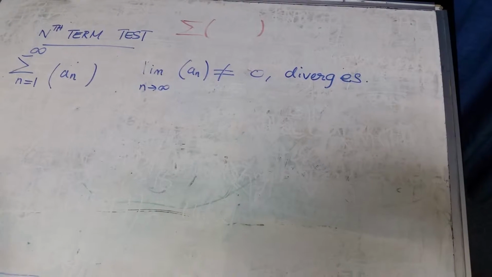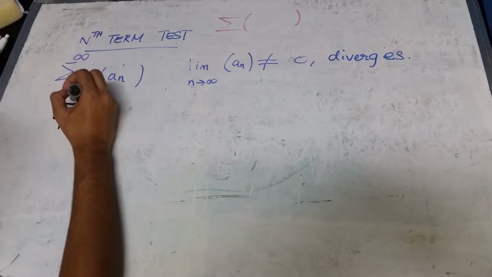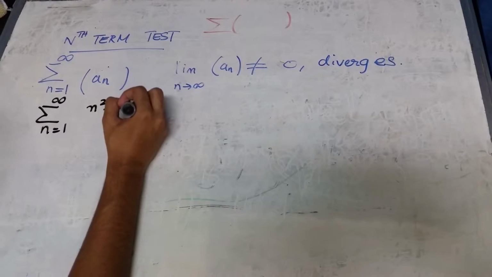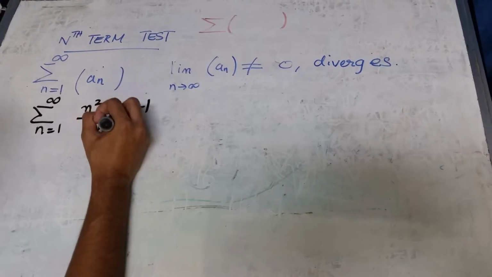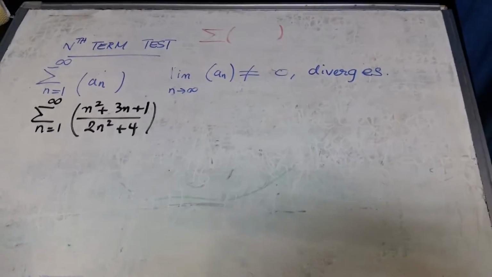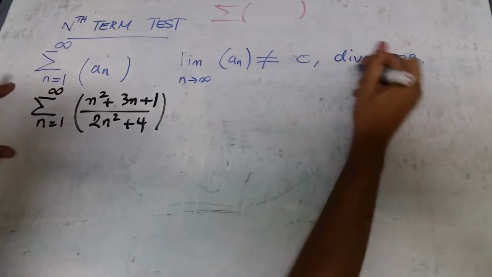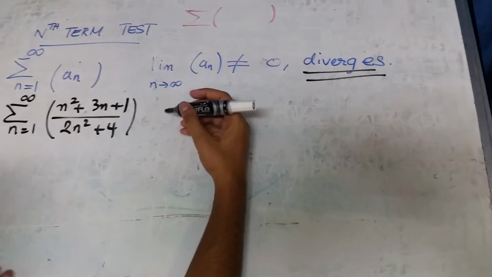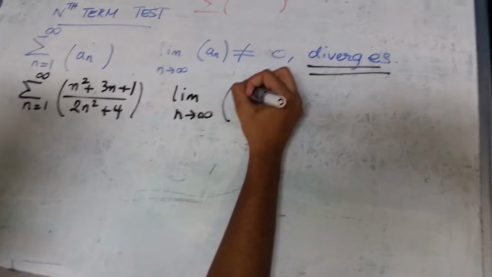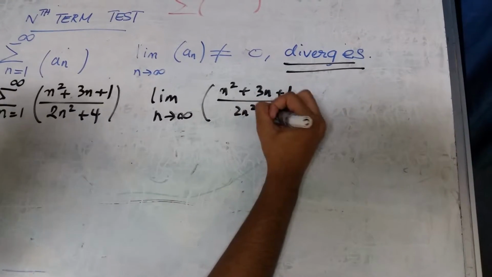Okay. Now, we have the summation from n equal 1 to infinity of (n squared plus 3n plus 1) over (2n squared plus 4). Now, what you do in this particular case is that they're asking you to find whether it diverges or not. Well, you can easily use this test to find divergence, only divergence, okay? So let's just take the limit as n goes to infinity of (n squared plus 3n plus 1) over (2n squared plus 4).